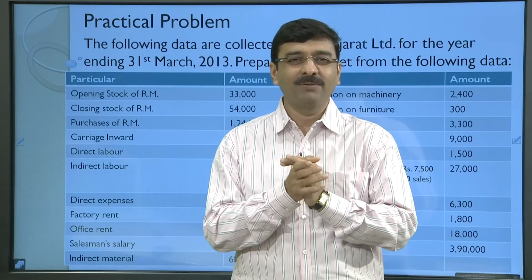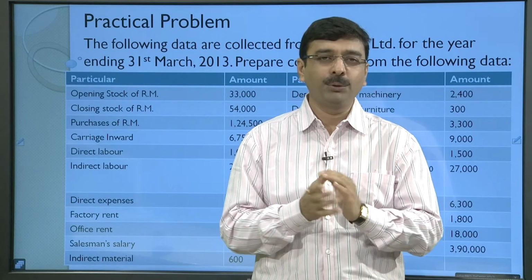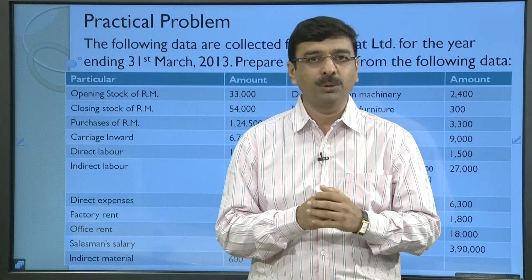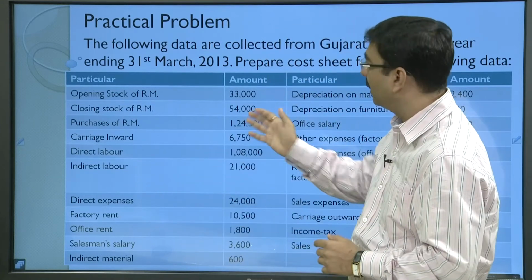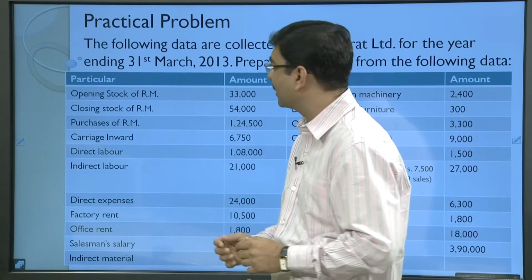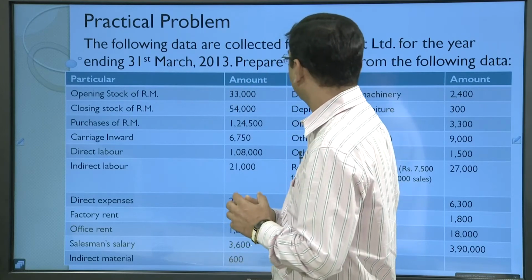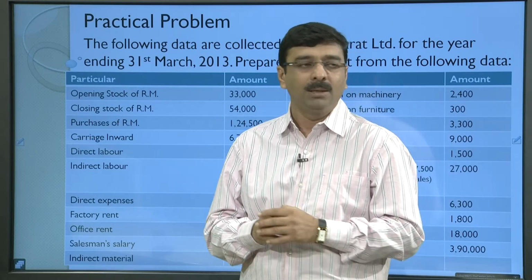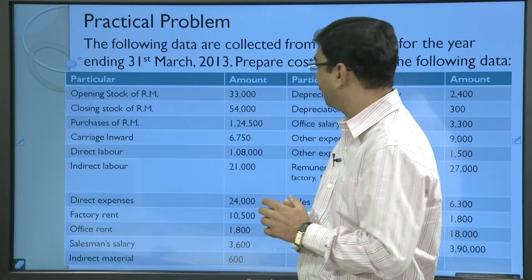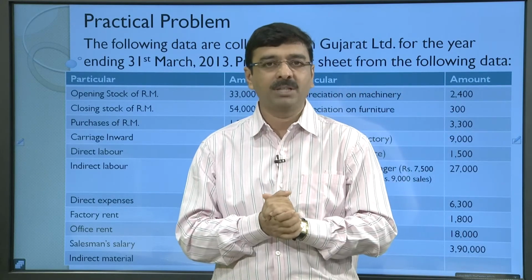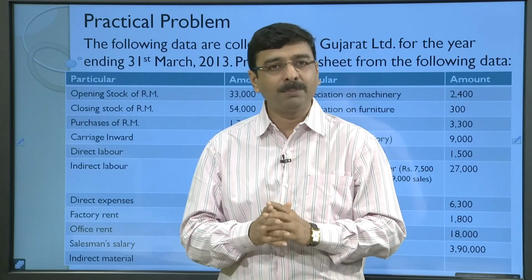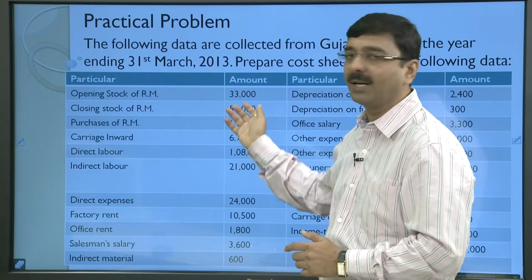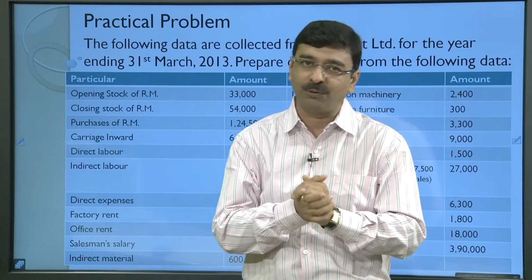As we discussed, for unit costing we will resolve the problems one by one according to the methods. This is the first problem regarding unit costing. The following data are collected from Gujarat Limited for the year ending 31st March 2013. For this data we need to prepare a cost sheet for the specific period of time. For the preparation of the cost sheet, we have certain information and certain expenditures regarding the cost sheet of a manufacturing company.